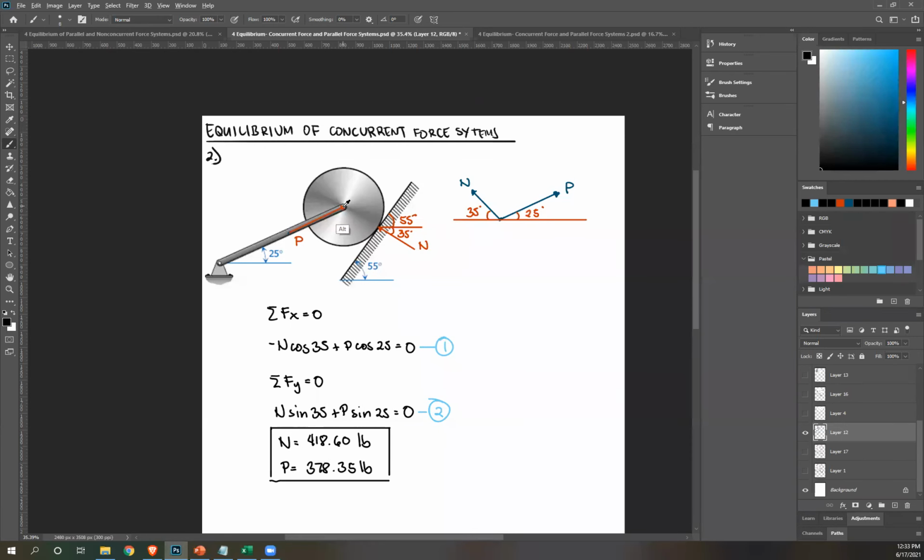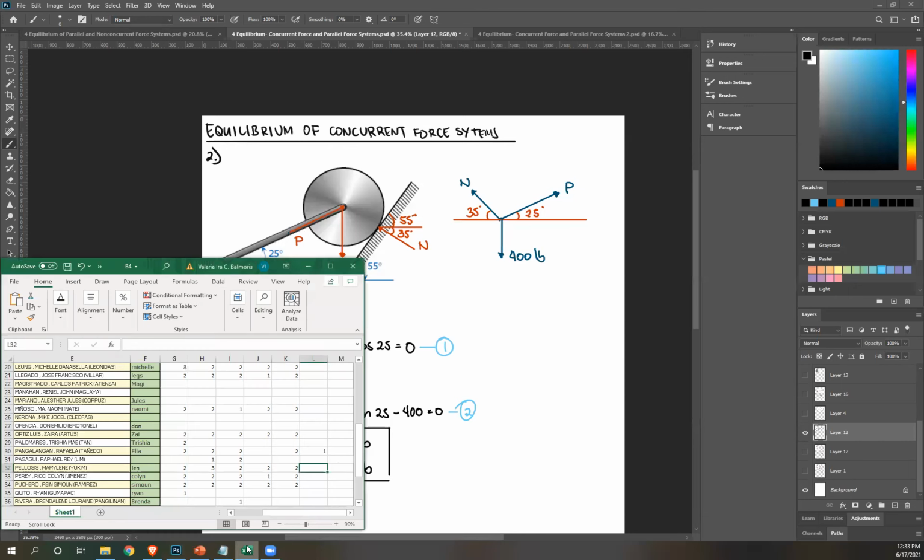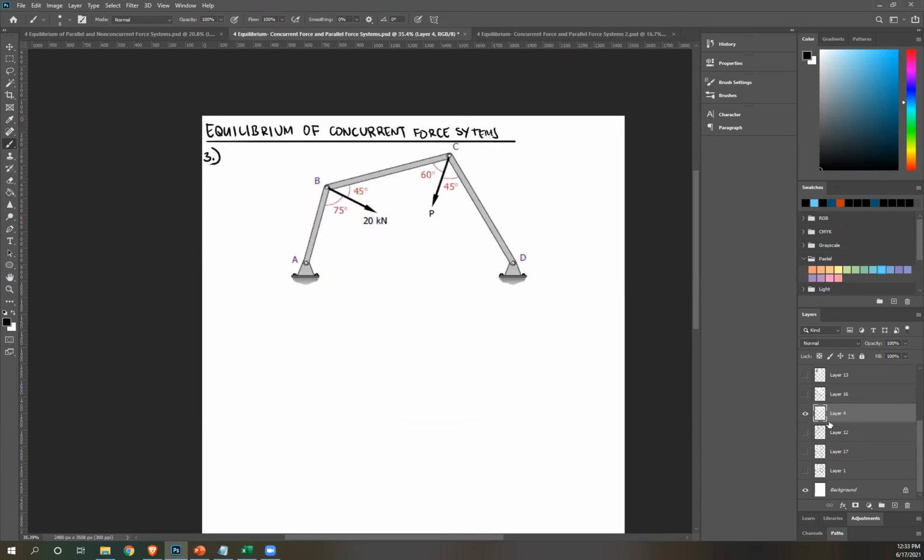Always downward. So therefore, there's an additional negative 400 equals 0. That's equation number 2. Okay, answers are the same. So some of you already included weight in your equation. Thank you for mentioning that. Once again, don't forget the weight like I did. Okay, so that's number 2. Since you don't have any questions, let's move on to number 3.